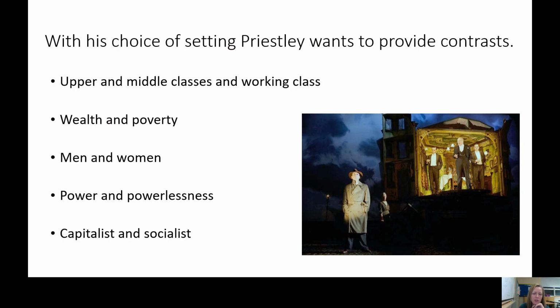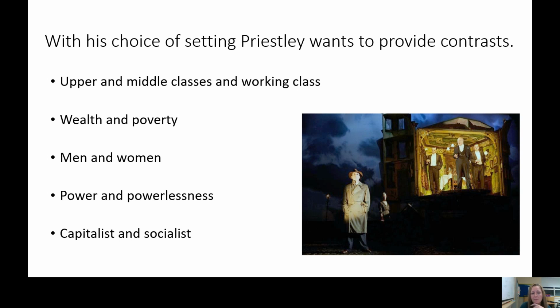Okay, again, just to recap, last time we talked about the contrasts that Priestley is using his setting to set up. He establishes all of these contrasts for us to think about as an audience. So the contrast between the classes, and consequently the contrast between the experience of people with wealth, money and status and those who are poor, is setting up the contrast between men and women. Men as powerful, influential people in Brumley society, women less so, particularly working class women.